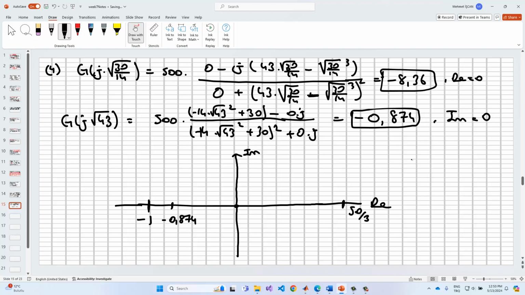And also, if the real part is 0, which means that we have the imaginary axis in here, then we can write that this part is equal to minus 8.36. These are the cases for the limits. So we have this kind of rotation in here, just like this one.